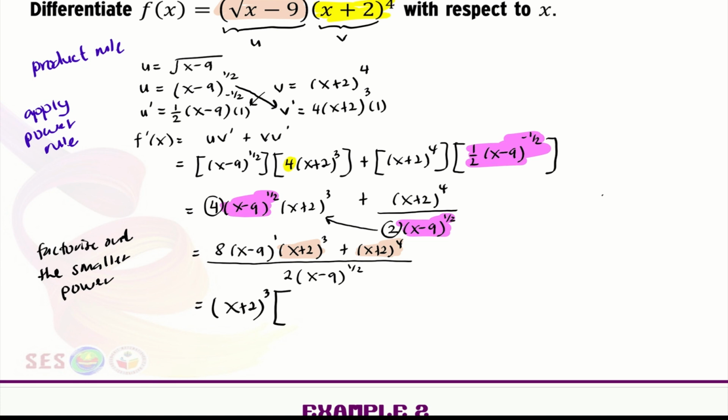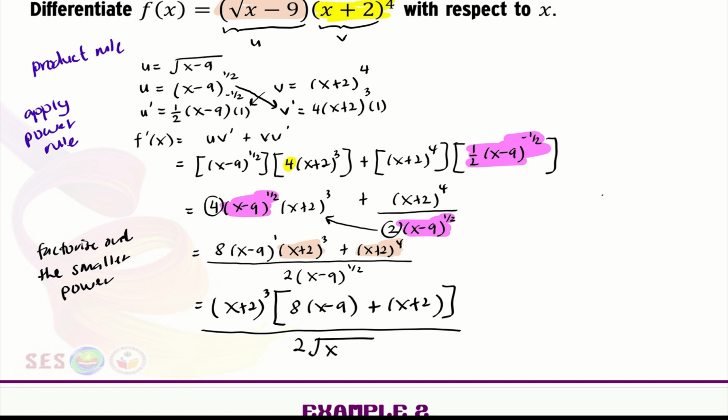Okay, so we just move this one out of this bit, which leaves us with just 8 times (x minus 9) now. And initially it was power 4, so we have taken out 3, which leaves us with just 1. So we have (x plus 2) to the power of 1, and I'm not going to write the 1 here. Everything is divided by the same denominator, and for now I would like to change that power of 1 over 2 to the square root of x minus 9. It's just the way we write the power of 1 over 2.